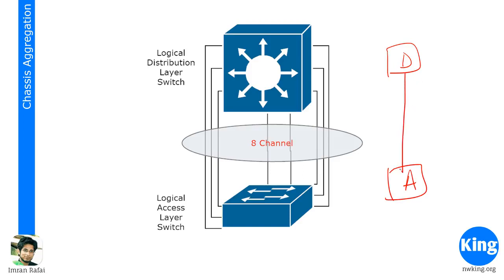STP obviously will work, and both of them would be in forwarding state. They'll be forwarding and this will be forwarding. Both of them are happy, and our network is actually being used with very high capacity, an 8-link EtherChannel, so that's a very high bandwidth capacity there. So this is a very short video explaining the differences, benefits and disadvantages of chassis aggregation and switch stacking.